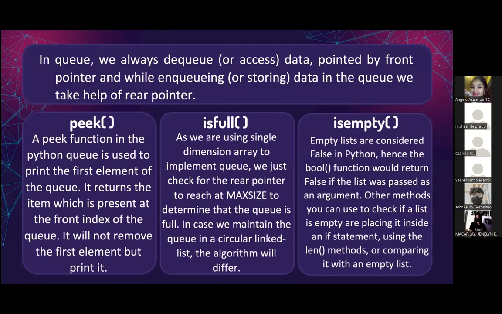We always dequeue or access data pointed by front pointer, and while in queuing or storing data in the queue, we take help of rear pointer. So yung pick function po in the Python is used to print the first element of the queue. It returns the item which is present at the front index of the queue. It will not remove the first element but print it. So by the definition po, nakasad naman po na pwede mo po makuha yung value of the first element without removing it.